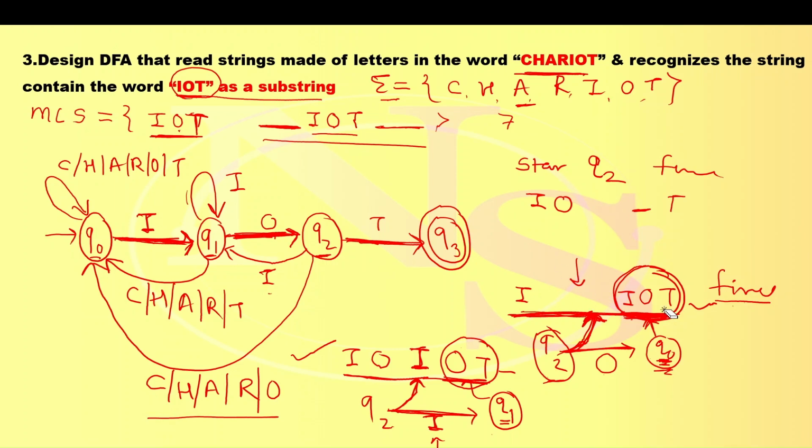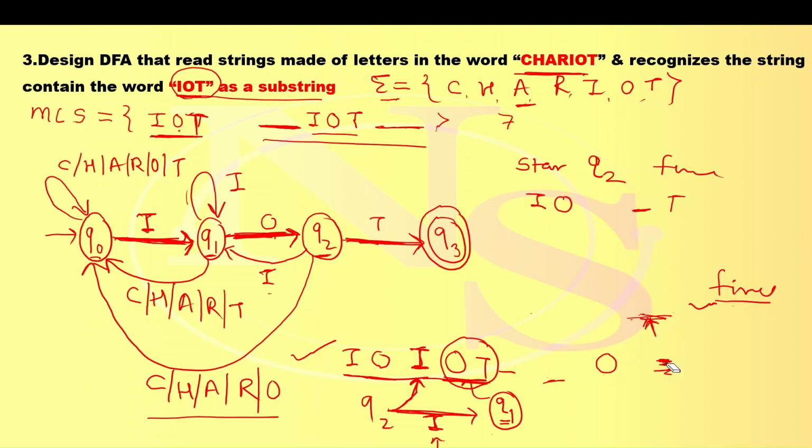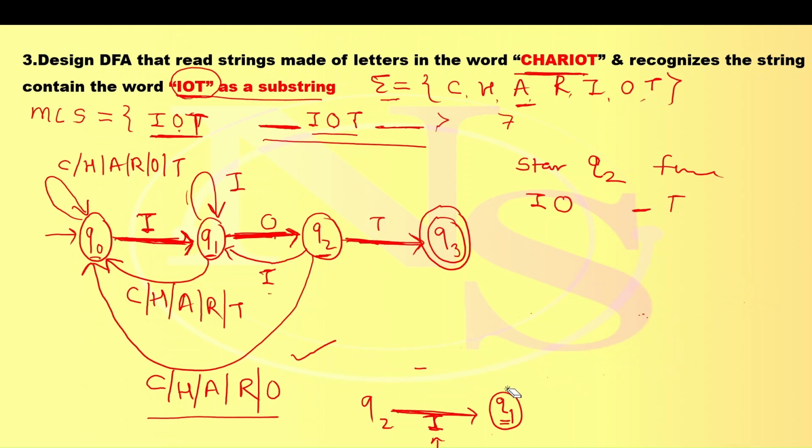Q3 is still not deterministic. So make Q3 deterministic. How to make it? Same uniform approach. How to reach Q3 from the starting state? The starting state is Q0. How to reach Q3? By reading IOT: Q0, Q1, Q2, then Q3. By reading IOT, I am reaching Q3. At Q3, I am trying to find transitions for which symbols? All 7 symbols, because at Q3 there is no transition for any other symbol.